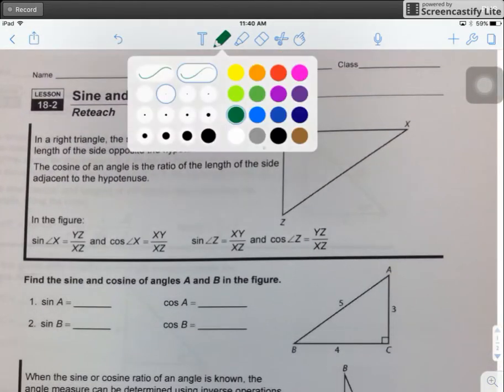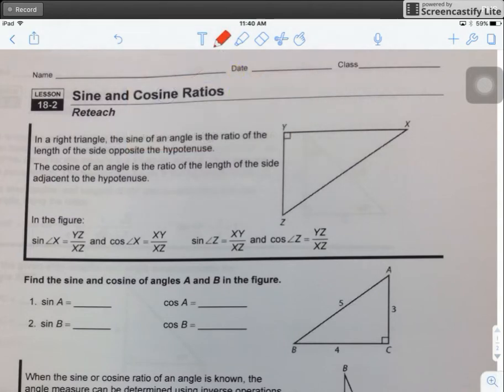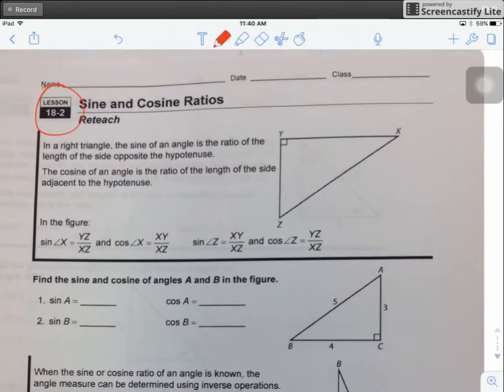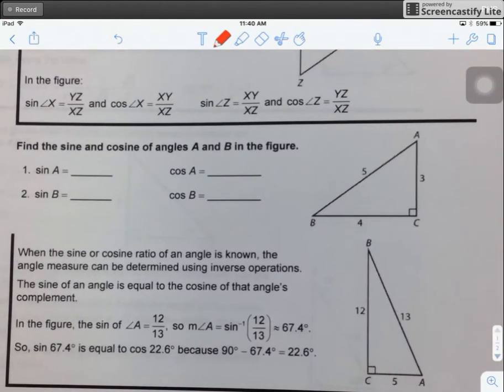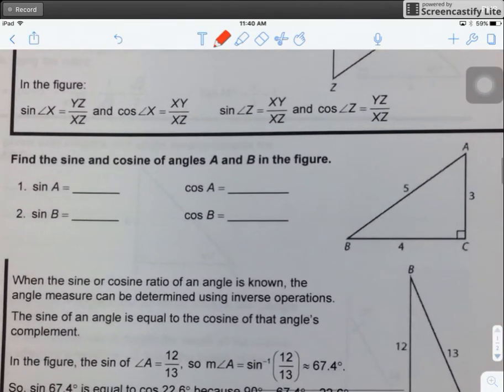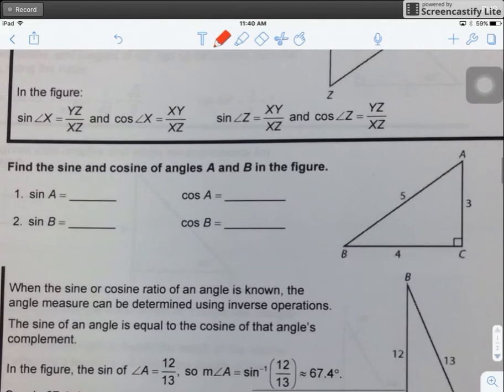And here we have 18.2. 18.2 is about sine and cosine. So numbers 1 and 2 are specifically asking for the sine and cosine of angle A and B. So we're going to start with number 1, which means sine of A.